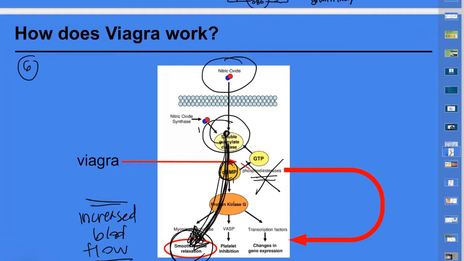And when there's increased blood flow, I'm not going to say anything more, but I think you can figure out what happens. So it's increasing blood flow, and it's keeping that enzyme active. It's keeping that pathway active so that there's smooth muscle relaxation, and it keeps that pathway going and doesn't allow the cyclic GMP to convert back to GTP and turn the pathway off.